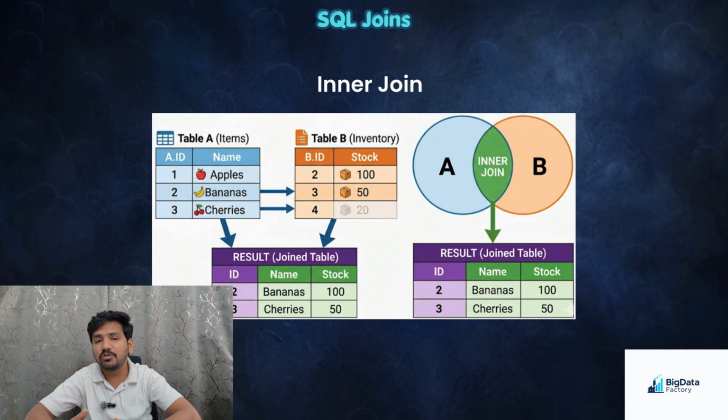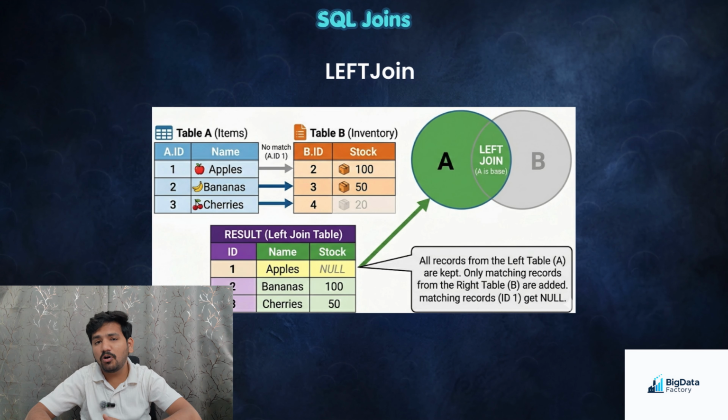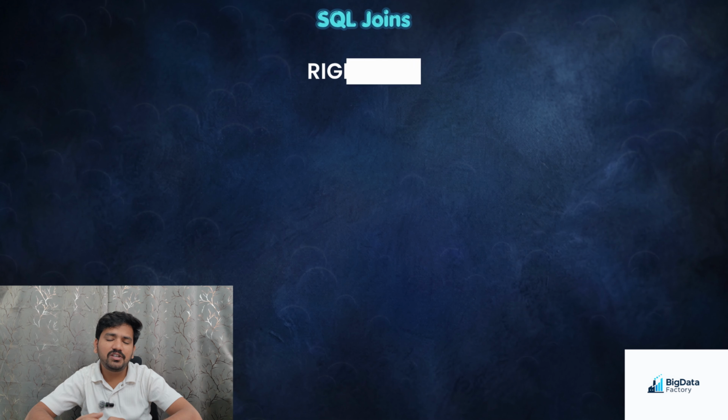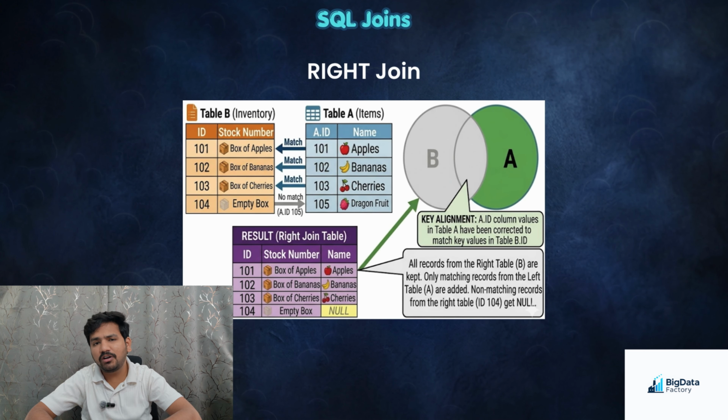Before we solve the questions, let's quickly understand the main types of joins. Inner join returns only matching records from both the tables. Left join returns all records from the left table and matching records from the right table. If there is no match, the right side columns become null. Right join is the opposite of left join. It keeps all records from the right table and matching records from the left table. But in real work, many people avoid right join and rewrite it as a left join by changing the table order because left join is usually easier to read.